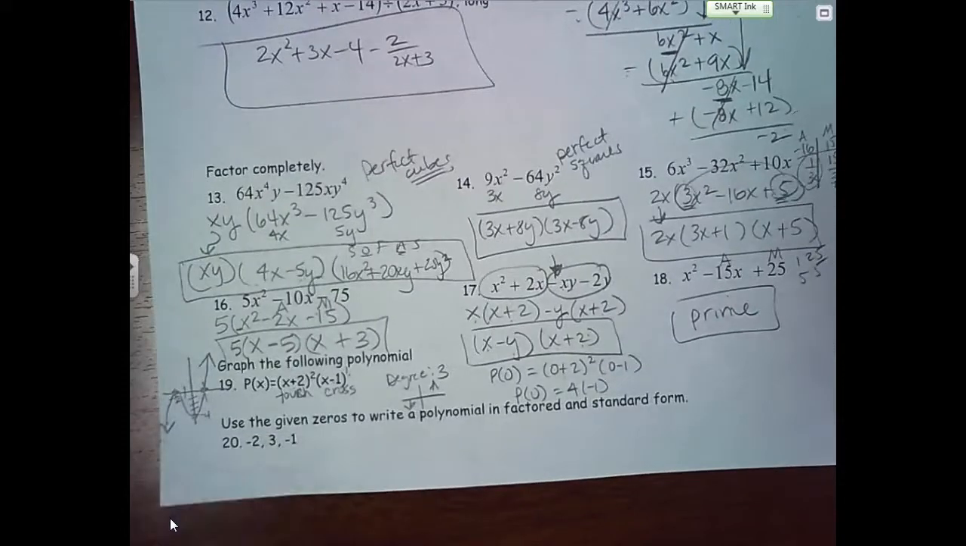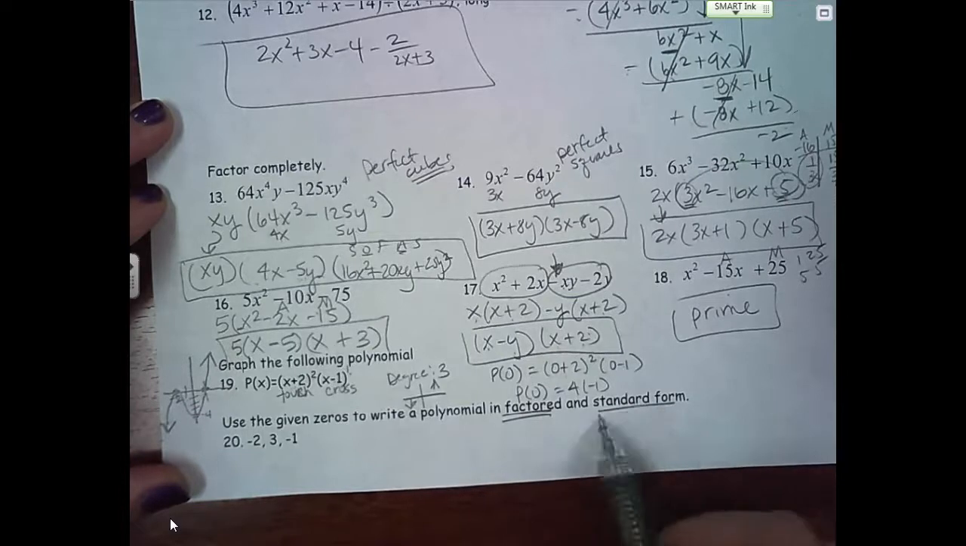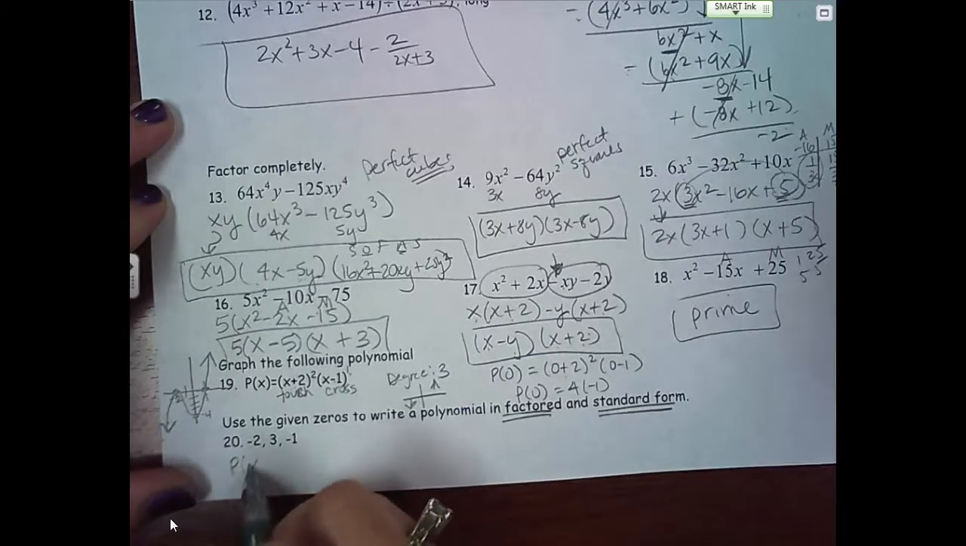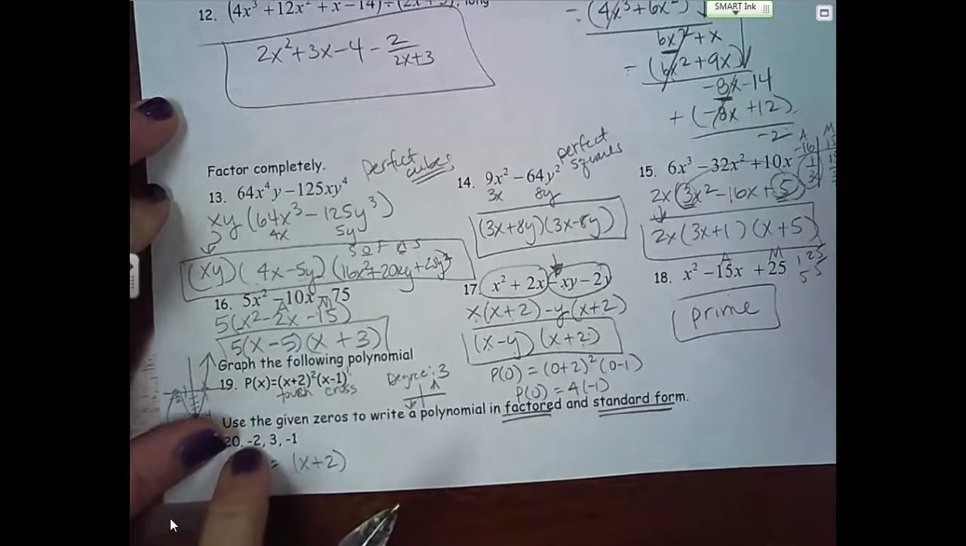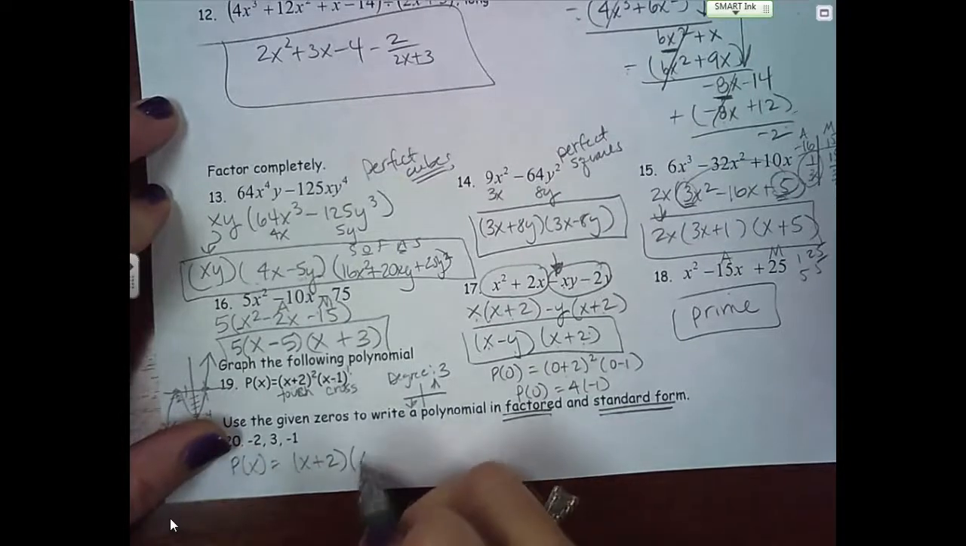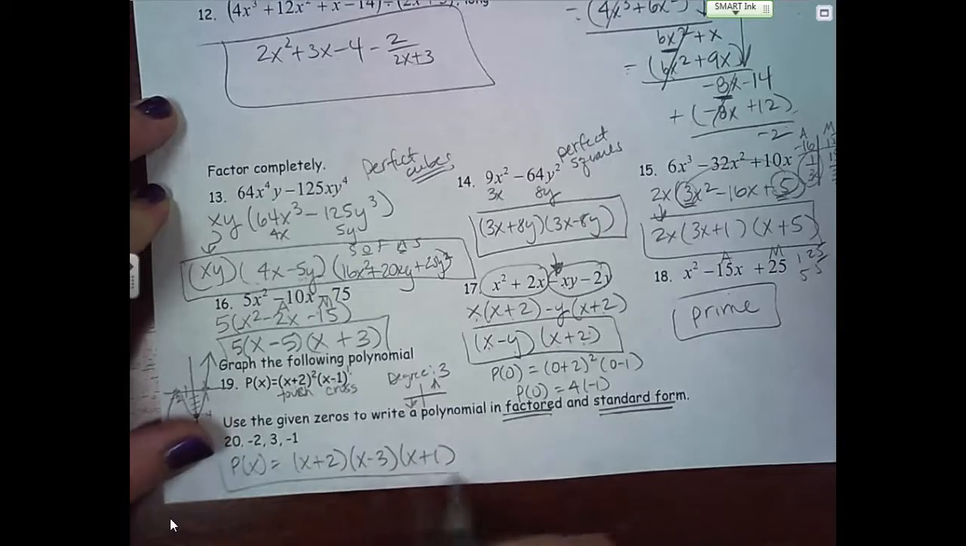Right, number 20. Given the zeros, write a polynomial in factored and standard form. Factored form, let's call it p of x. Just write the factors. Remember they're the opposites. X plus 2. That's the factor. That's the root or the 0. Okay, this is the factor, and then x plus 1. So this is factored form.